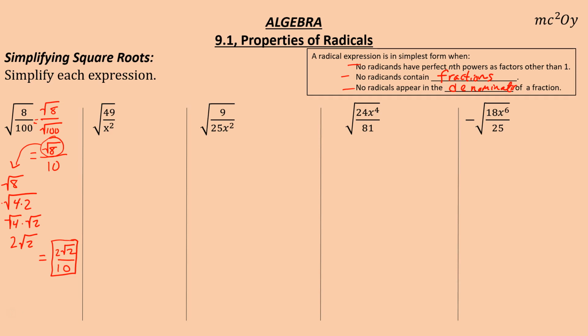All right. So those of you kind of looking at that and going, huh? Well, notice there's something on the outside. You got that 2 root 2 and you have the 10. That's like having a 2 and a 10.